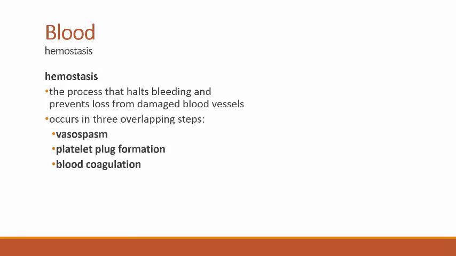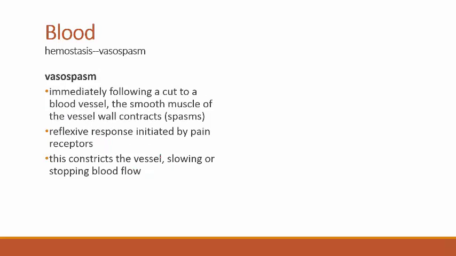Hemostasis occurs in three phases. We've got these three overlapping phases or steps that occur as part of hemostasis. The first is vasospasm, which is just what it sounds like, and we'll talk about that in a second. The second is the formation of a plug built primarily of platelets. And the third step is blood clotting, or what we talk about as coagulation. So three steps, three processes. And we look first at vasospasm.